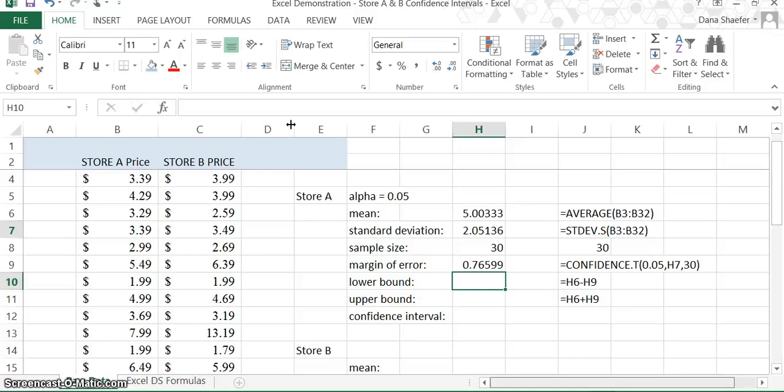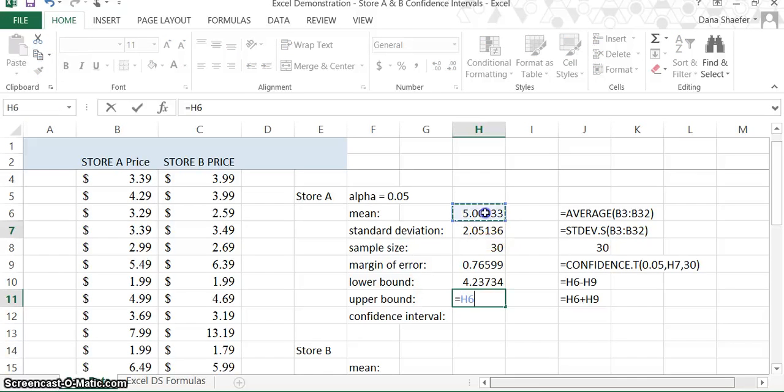So my lower bound is going to be the mean, the sample mean, minus the margin of error. The upper bound is going to be the sample mean plus the margin of error.